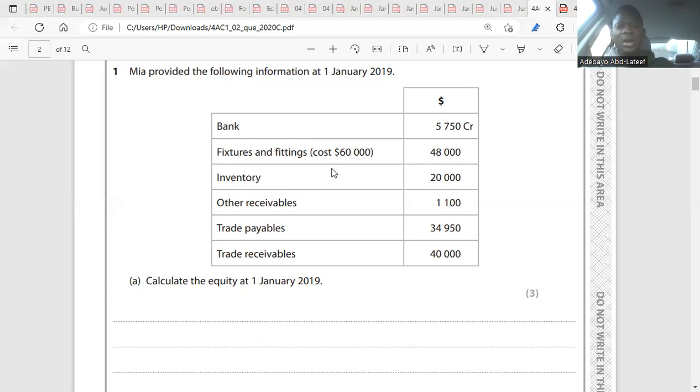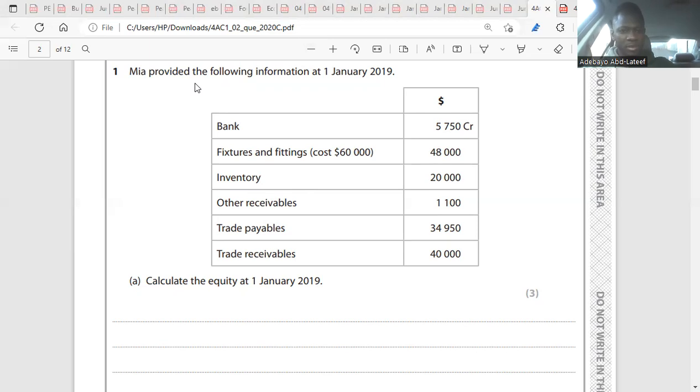What I'm saying is the item fixtures and fittings. You see, cost $60,000 there, right? But we're not going to use that value. We're going to use the net book value, which is 48,000. So the first asset we have is fixtures and fittings, which is 48,000 plus.